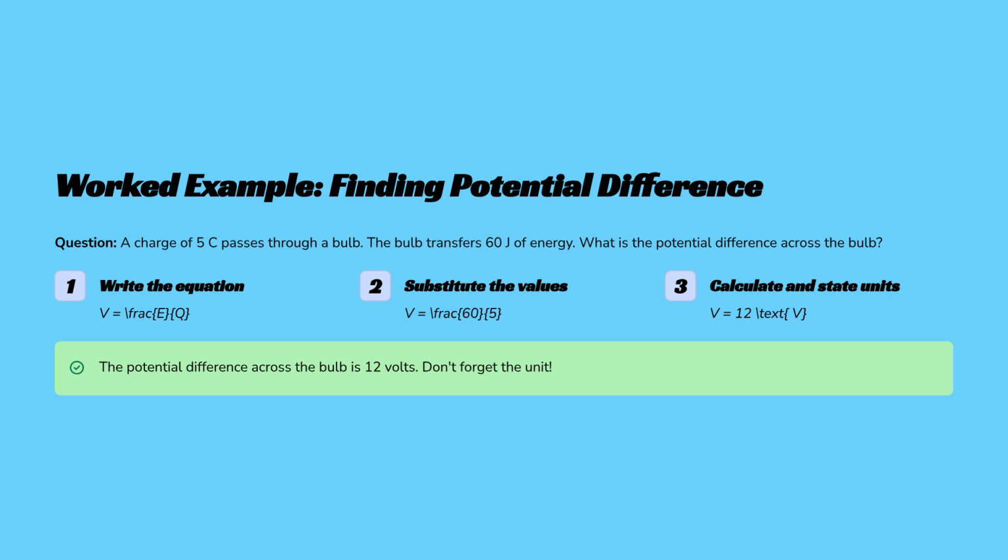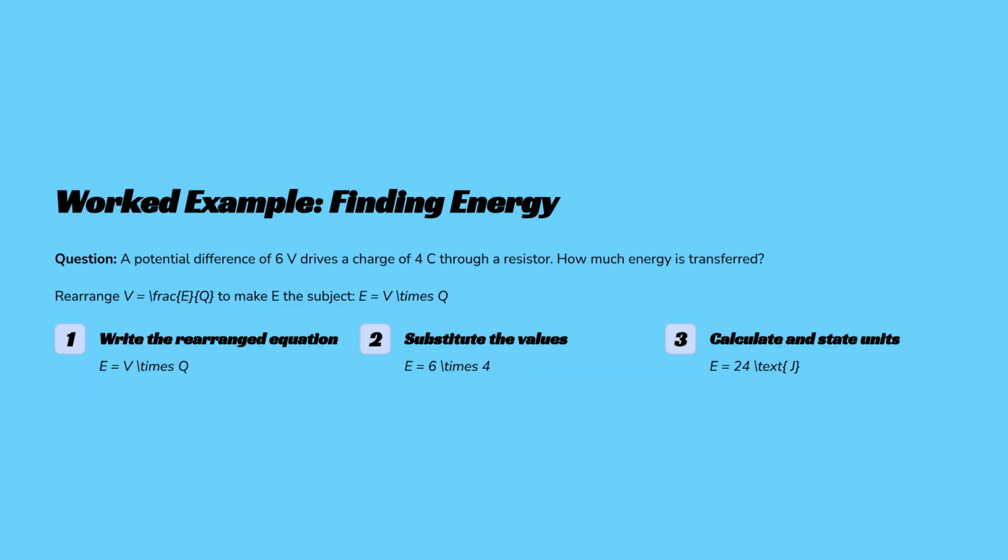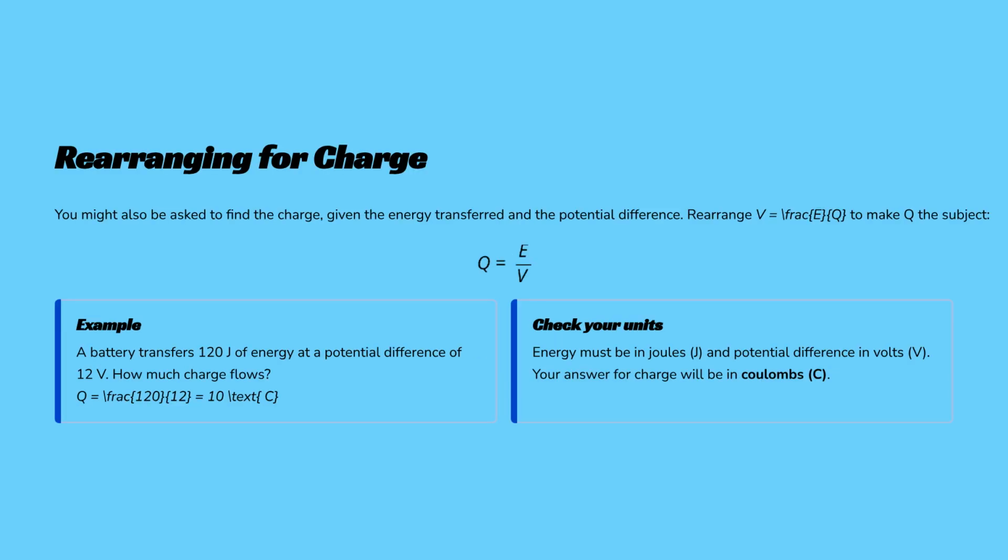Here is a worked example. If 5 coulombs pass through a bulb transferring 60 joules of energy, the potential difference is 60 divided by 5, which is 12 volts. You can also rearrange this equation to find energy. If you have 6 volts driving 4 coulombs, the total energy transferred is 6 multiplied by 4, totaling 24 joules. To find charge, rearrange the equation to charge equals energy divided by potential difference. For example, 120 joules at 12 volts results in a charge flow of 10 coulombs.